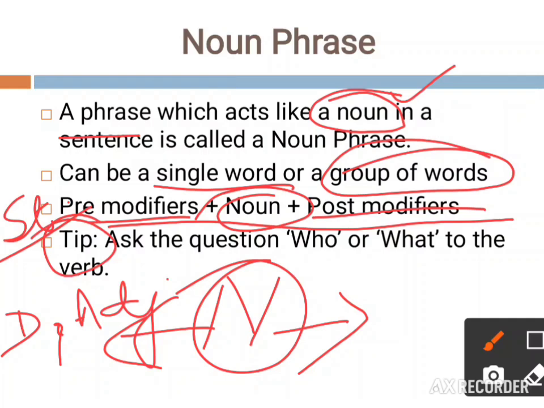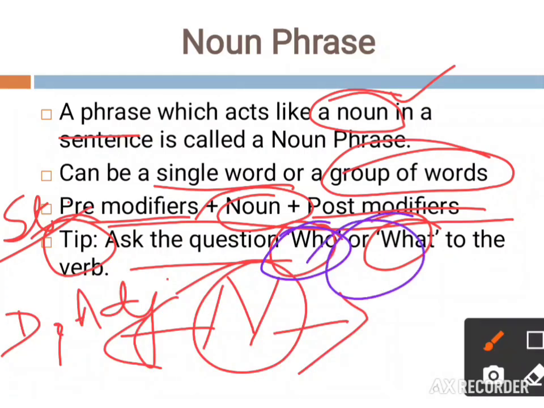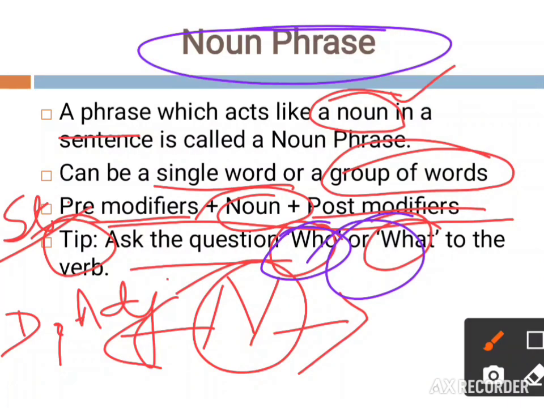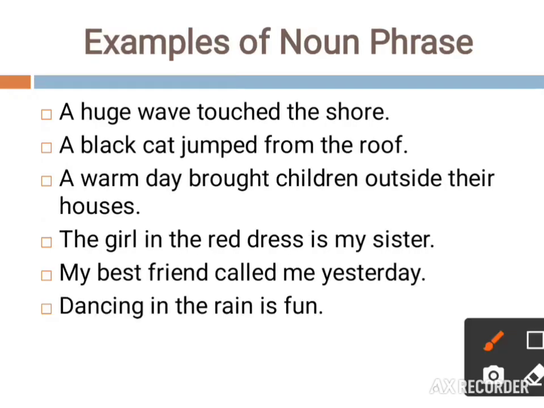Now, a very important tip, or you can say a hint, which I always give to my students whenever I teach English grammar topic: ask the question who or what to the verb. We may ask the question who or what to the verb if we have to find out the noun phrase. Who or what पूछने पर we can easily find out what is a noun phrase in the sentence. I hope till here it is very clear to you. Now let's move on to the examples of noun phrase.